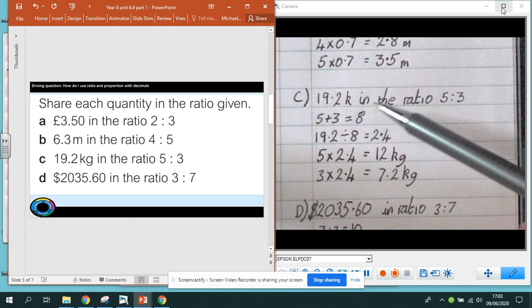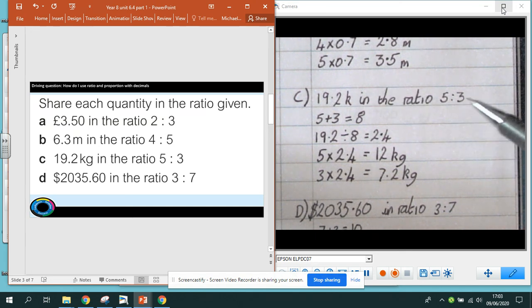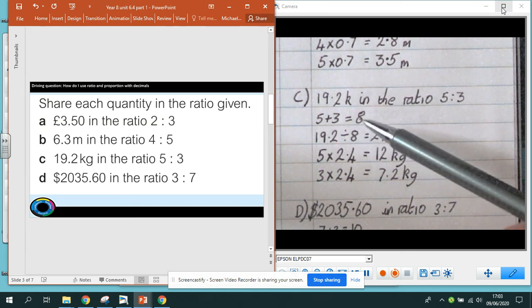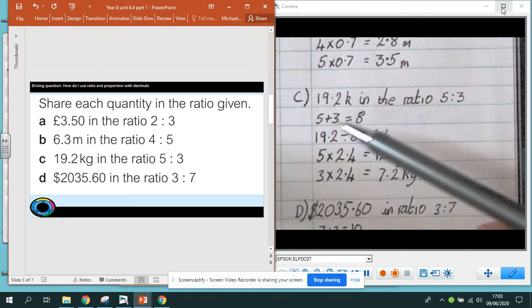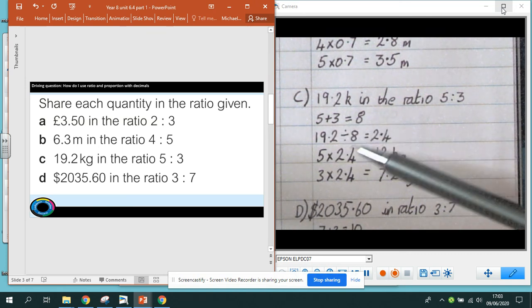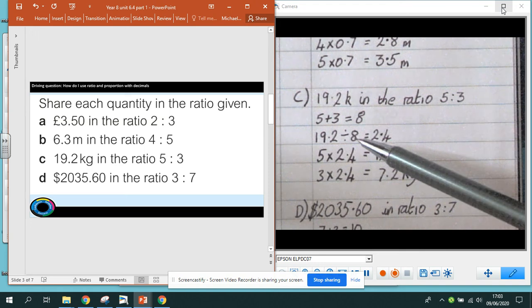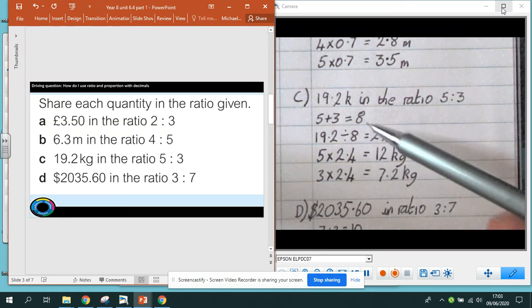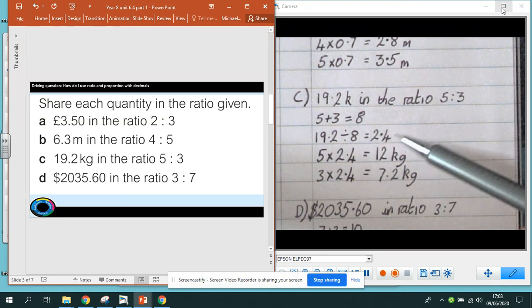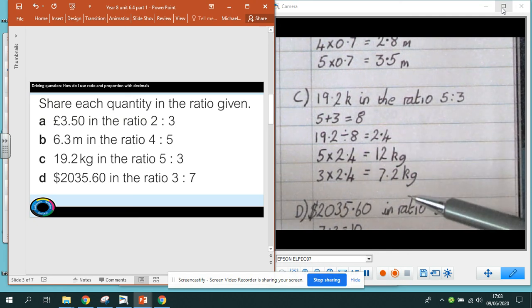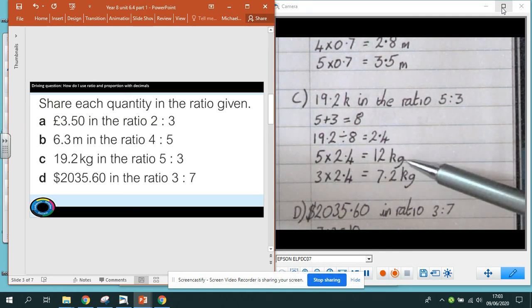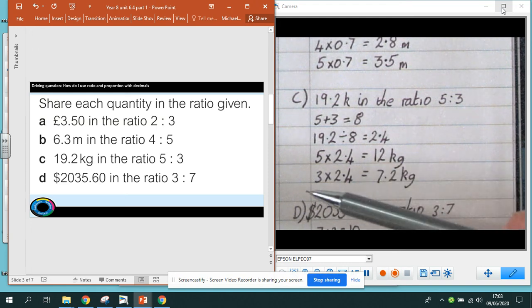19.2 kilometers in the ratio 5 to 3. 5 add 3 is 8. Now I've got to divide 19.2 by 8. You can either do it as a bus stop, or if you reach for the calculator, that's fine. You should get 2.4 both ways. Then 5 times 2.4 is 12 kilos. 3 times 2.4 is 7.2.